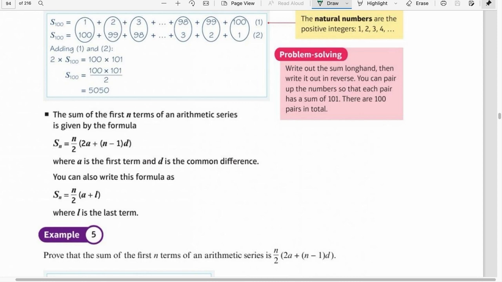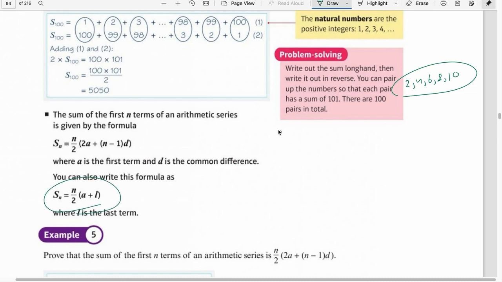Okay, next topic is the sum of terms. For example, we have 2, 4, 6, 8, 10. This is the sequence, and if we add up to whatever value of n you want, you can find the sum. The sum is represented by Sn, and we have two different formulas.